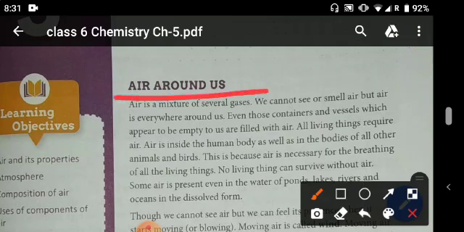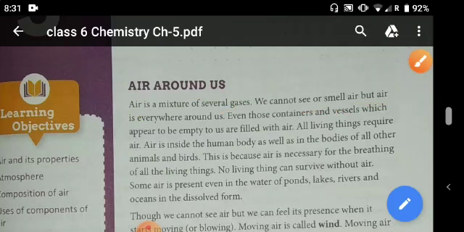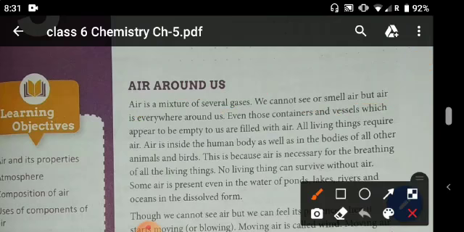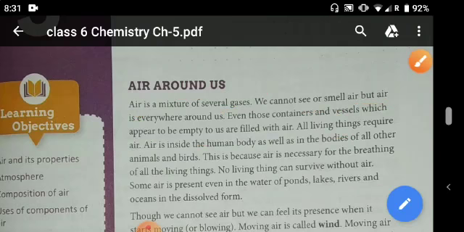We know that air is a mixture of many gases. We cannot see or smell air, but we can feel it, and air is everywhere around us. Even those containers and vessels which appear to be empty to us actually are not empty, they are filled with air, and all living things require air.